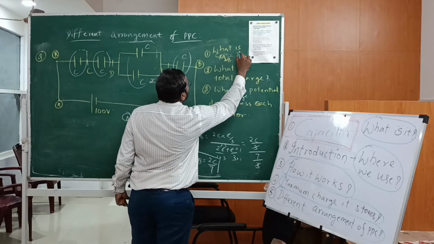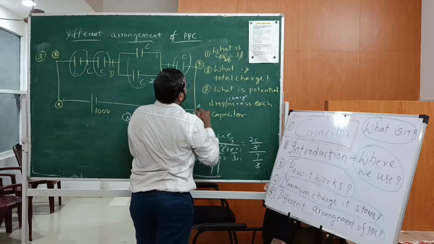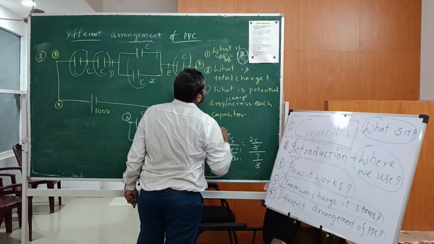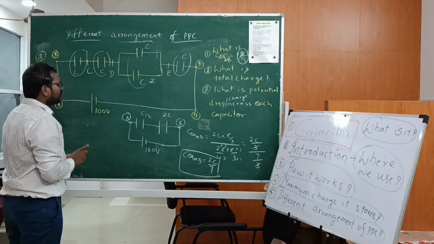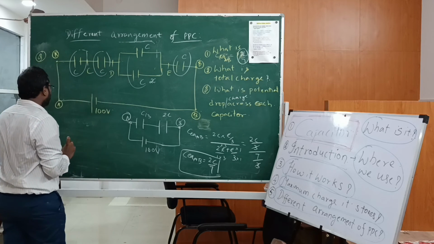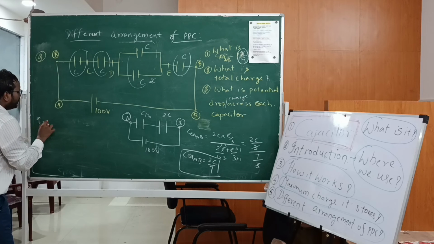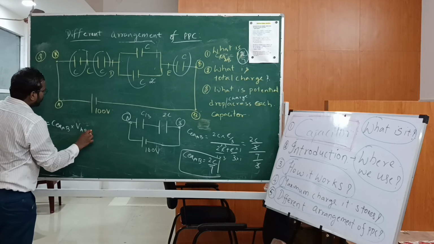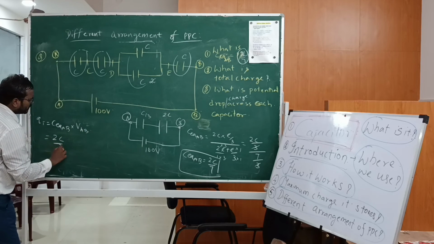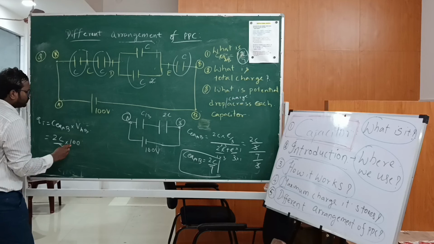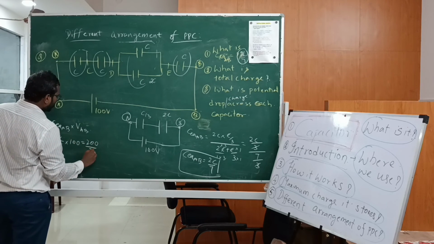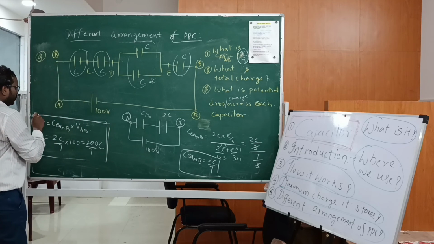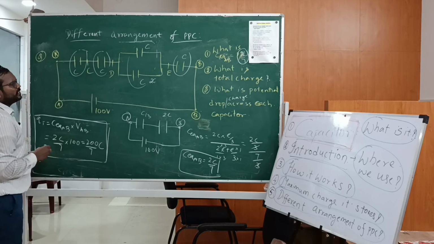So we found C equivalent as 2C by 7. Let us write it. Now what is the second thing they are asking? What is the total charge? Q total is going to be C equivalent AB into the voltage across AB. C equivalent AB is 2C by 7, and the voltage is 100, so 200C by 7 is going to be the total charge of this combination of capacitors.